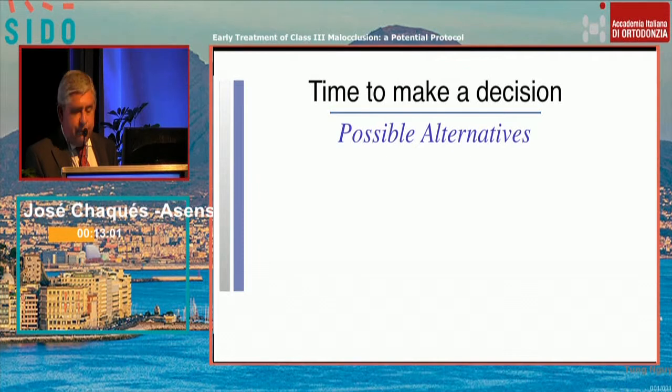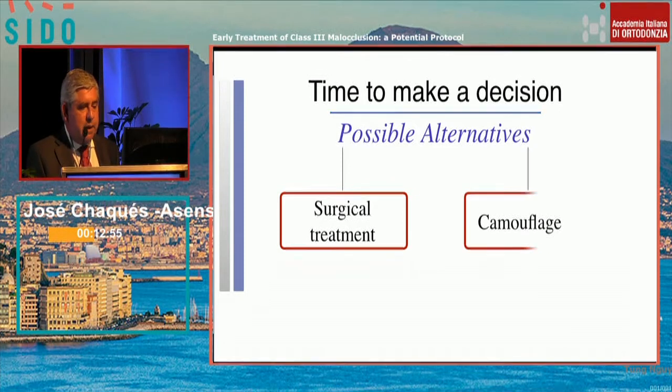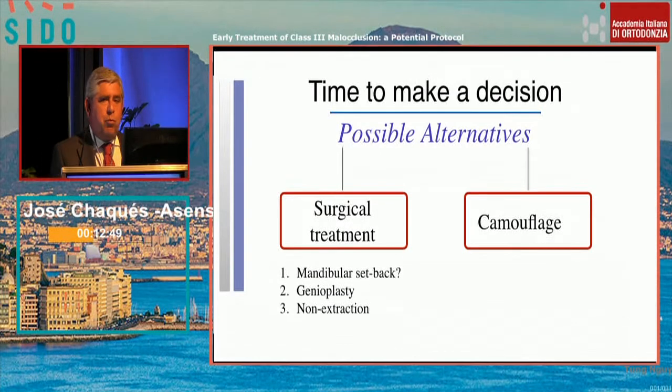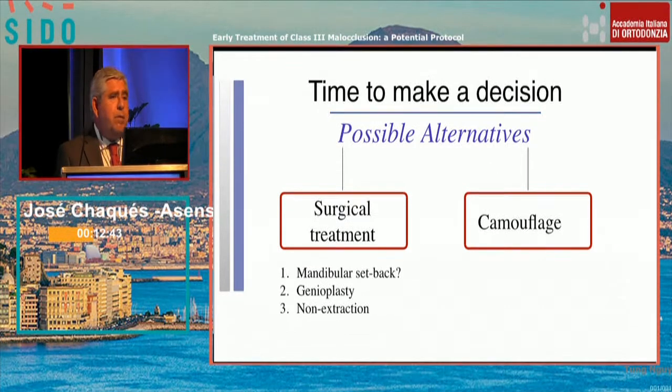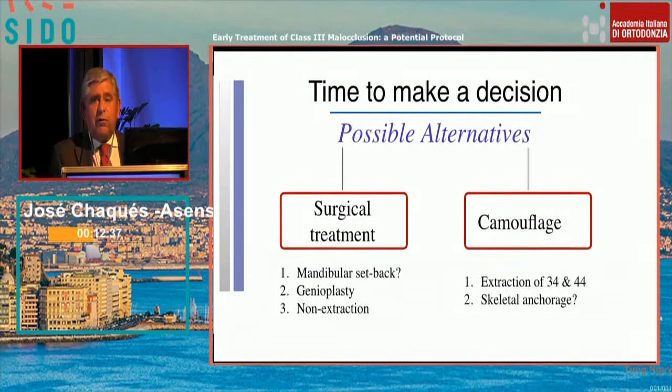So I have possible alternatives. Certainly one of them is surgical treatment. The other one would be camouflage. If I go with surgical treatment, I could decide between 1 or 2 jaw surgery. It would be debatable. Certainly a genioplasty, it would be a non-extraction case. But if we go to camouflage, I have to do extraction of the lower first bicuspids, and maybe to supplement my mechanics with skeletal anchorage.